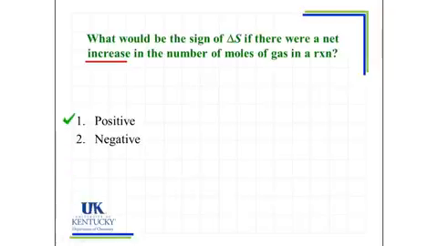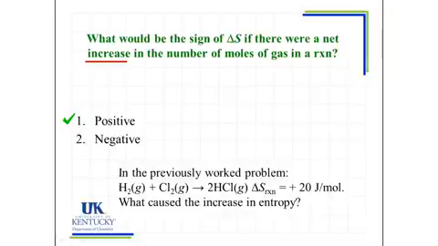Well, if you said positive, you'd be correct, because we know entropy of gases is far higher than entropies of solids and liquids. So if you're increasing how much gas you have in your reaction chamber, then you would have an increase in entropy. Now in that previous example, we have the same number of moles of gas, but we are seeing an increase in entropy. It's not a big increase, 20 joules per Kelvin, but it is an increase. What do you think would lead to that increase in entropy?